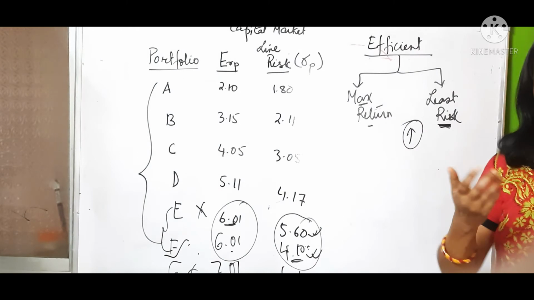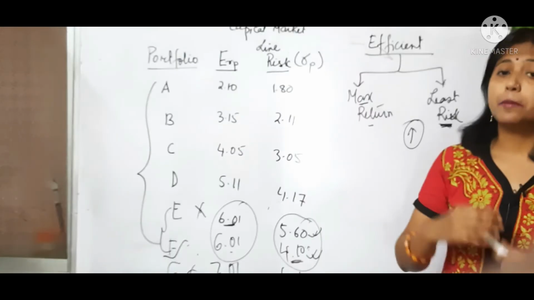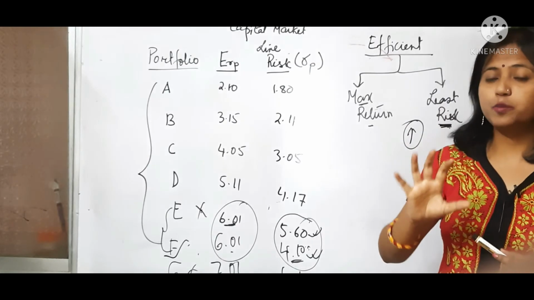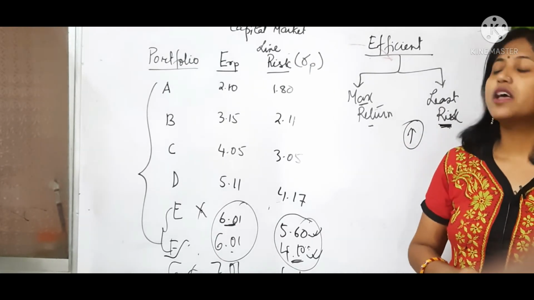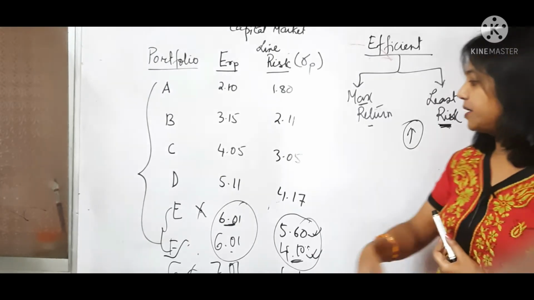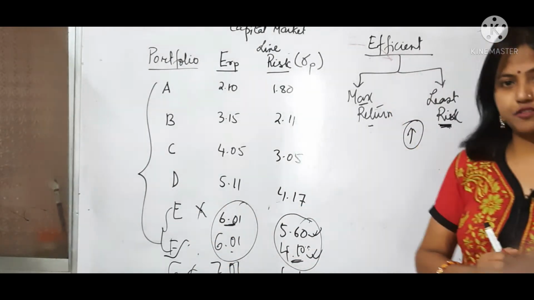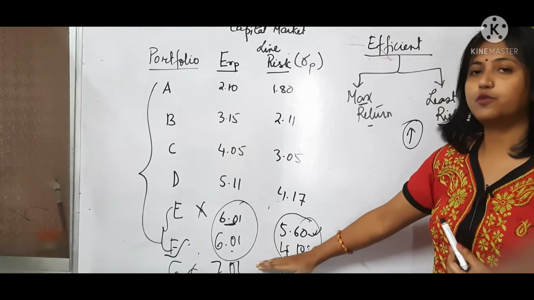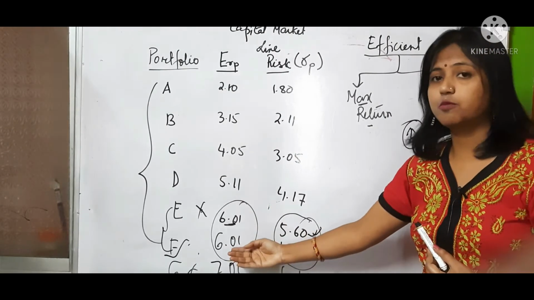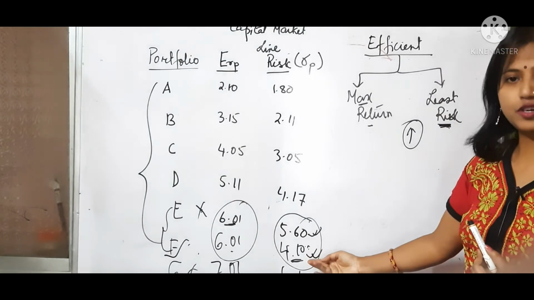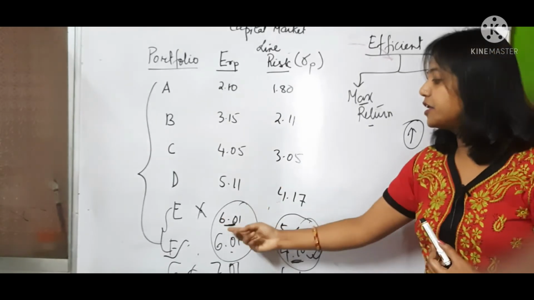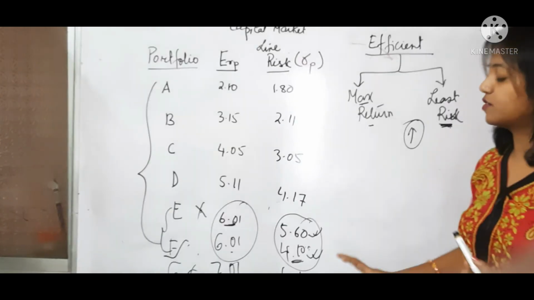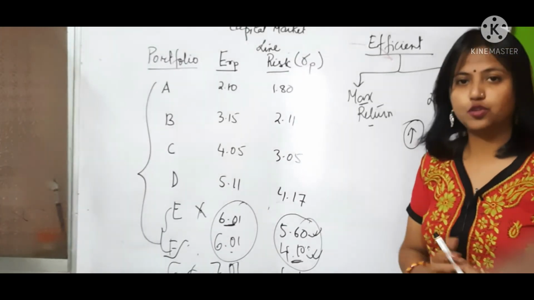So what am I doing? I am trying to get the maximum return with the risk as low as possible. So if I compare E and F, E is not an efficient portfolio. Sorry, F is an efficient portfolio because I can earn 6.01 with just 4.10 amount of risk, but E is earning me the same amount with a higher degree of risk. So this is the concept of the efficient portfolio.